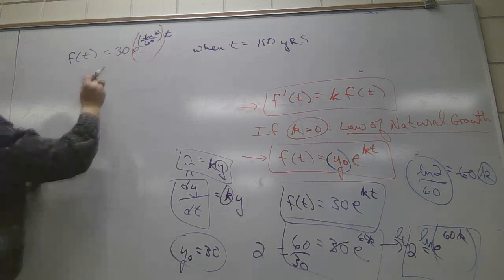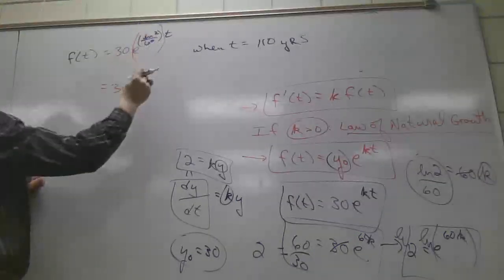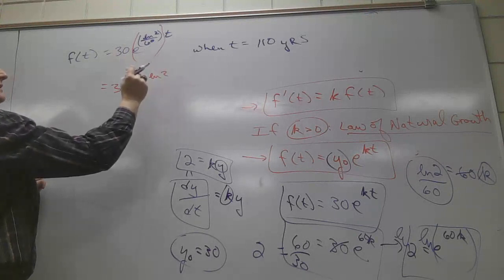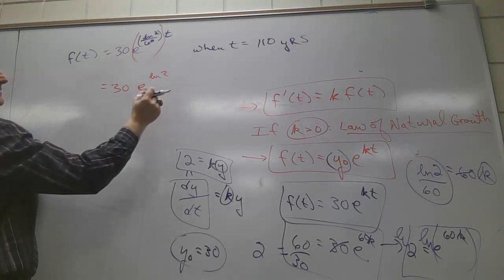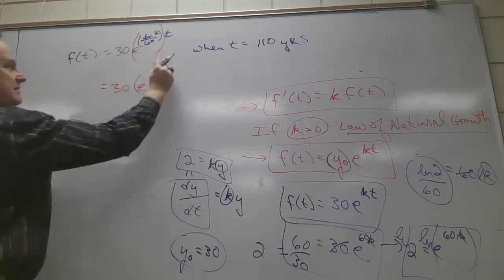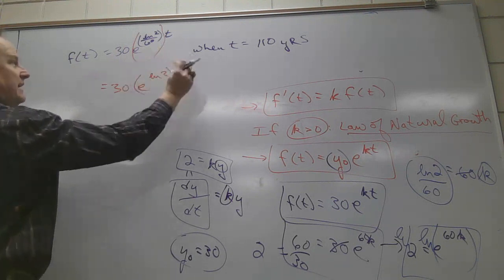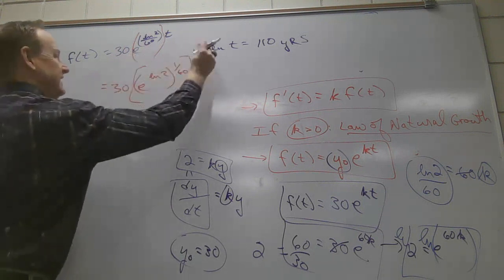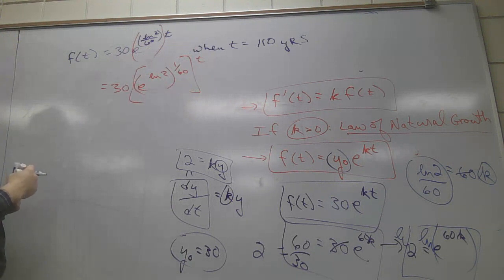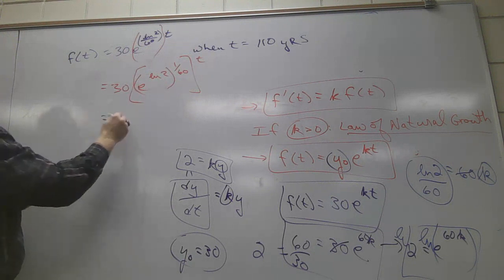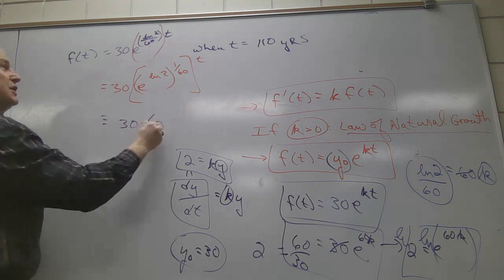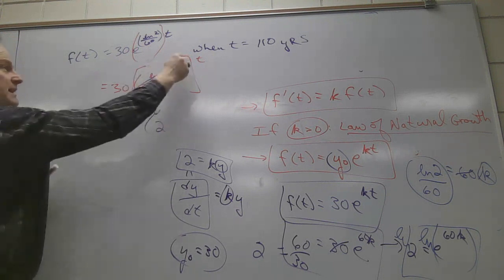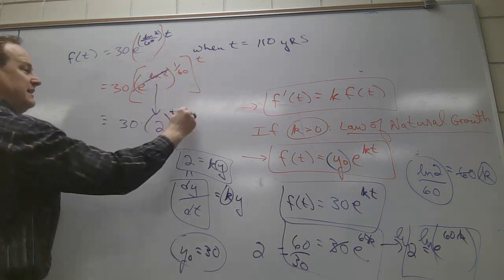Yes. So this is 30, and then how do I rewrite that? e to the ln2 to the 1/60th power, right? Could I rewrite it like that? And then that quantity to the t. What's e to the ln2? 2. So this is equivalent to 30 times 2, to the what? t over 60 power?